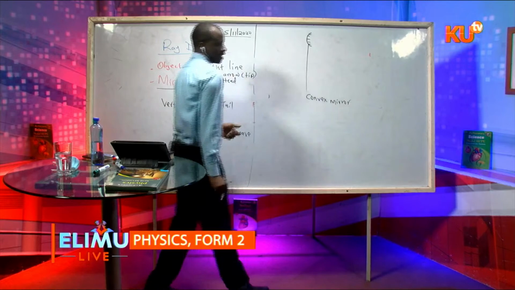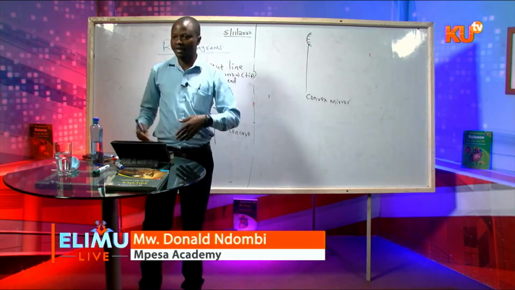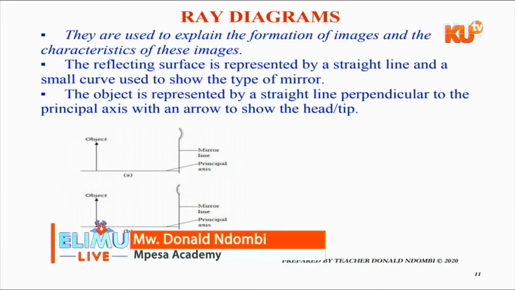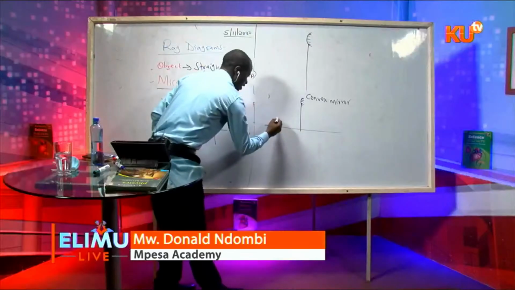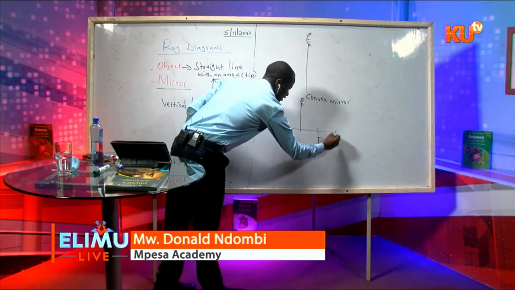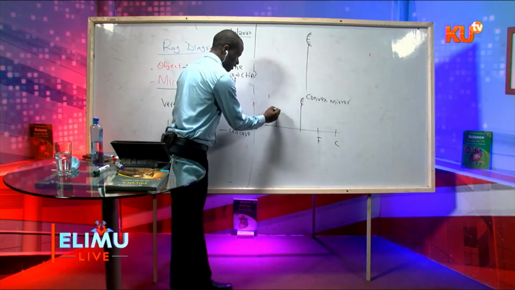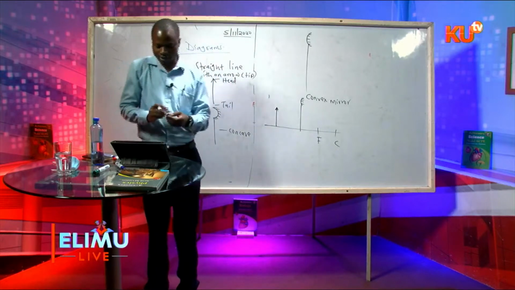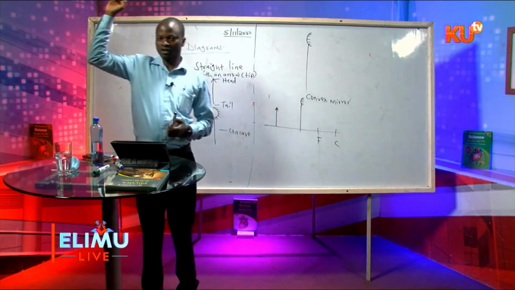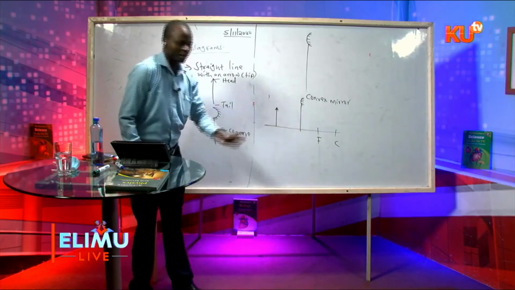So I saw some students in a mock exam. They had said complete the ray diagram below. Then they had drawn something like this, like that, then like this. Then they had put something here like this, then they had put some F and some C. Complete the ray diagram. Then state the characteristics of the image formed. Do you know what the student asked? There's a problem with question 3. The type of mirror is not indicated. Is this a convex mirror or a concave mirror?